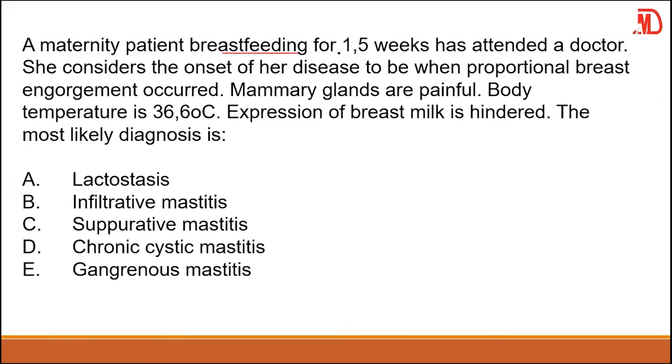A maternity patient breastfeeding for 1.5 weeks has attended a doctor. She considers the onset of her disease to be when proportional breast engorgement occurred. Okay. The mammary glands are painful. Body temperature is 36.6. Expression of the breast milk is hindered. What is the most likely diagnosis? Expression of milk is hindered. So what comes to mind?